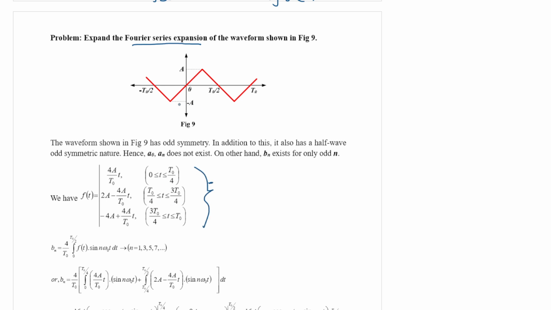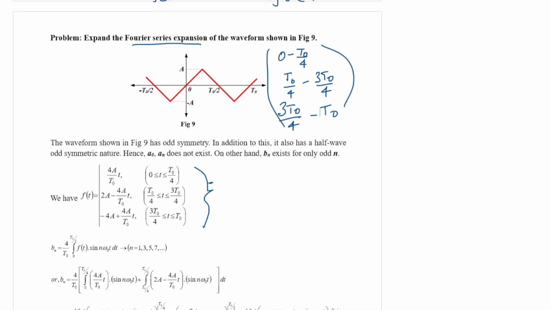So these are the 3 split ups. One is from 0 to t naught by 4. Then from t naught by 4 to 3 t naught by 4. Then finally 3 t naught by 4 to t naught. This split is already discussed in the previous session, where we evaluated the Laplace transform of this waveform previously.